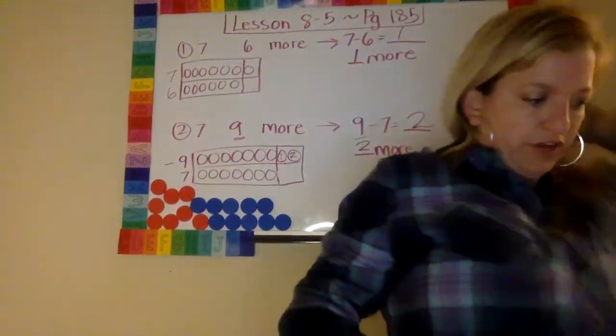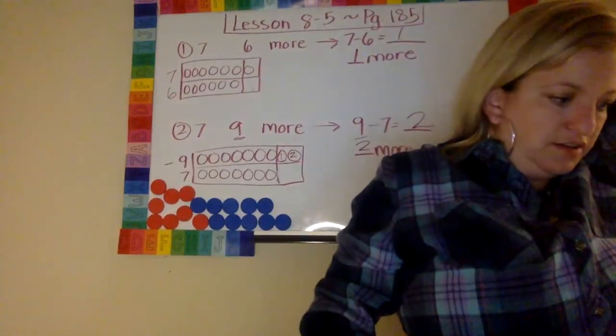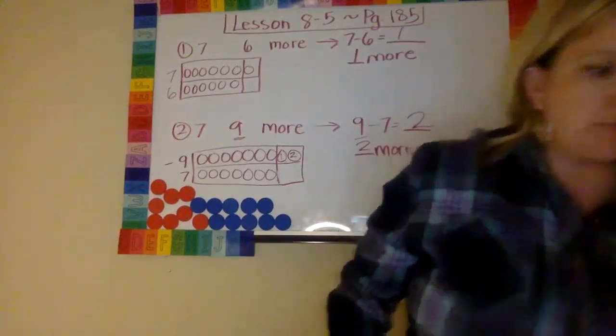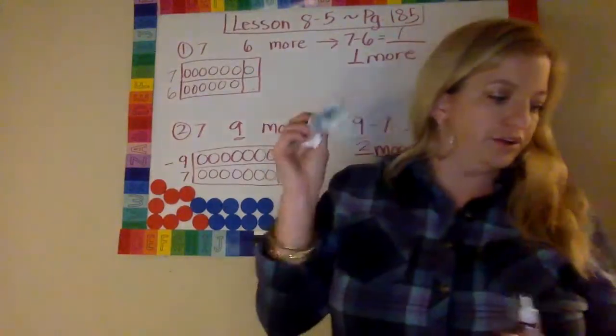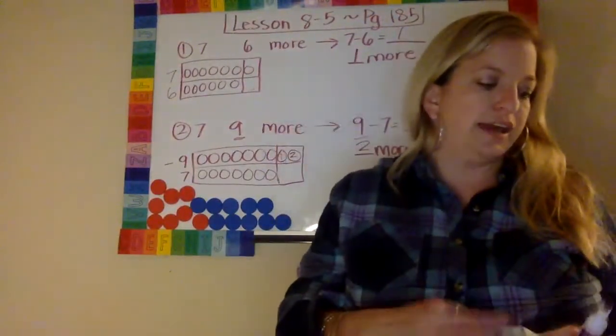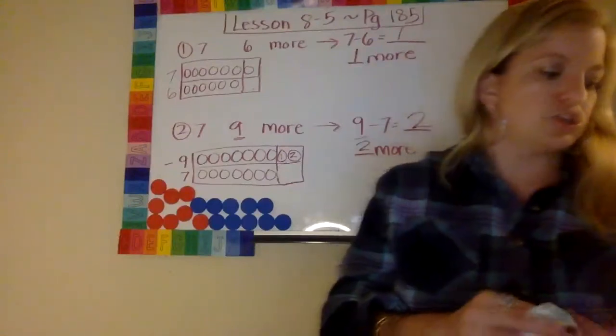All right. Number 3 says 2 chocolate cookies, 8 cherry cookies. Where's my fancy eraser? Here it is. 2 chocolate cookies, 8 cherry cookies. How many fewer chocolate cookies?